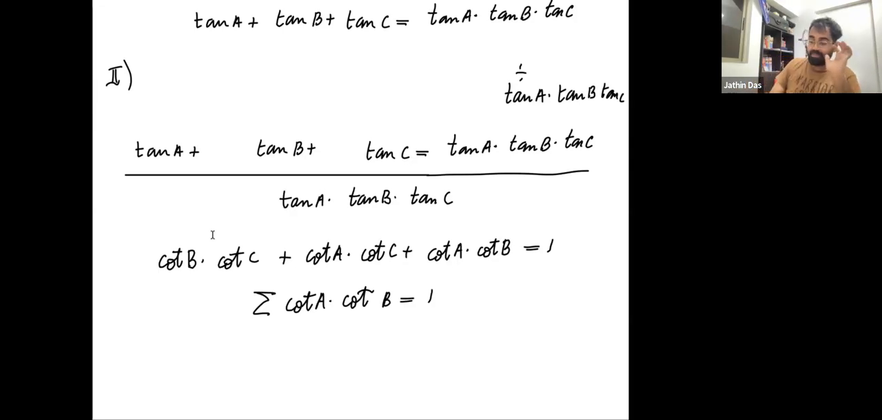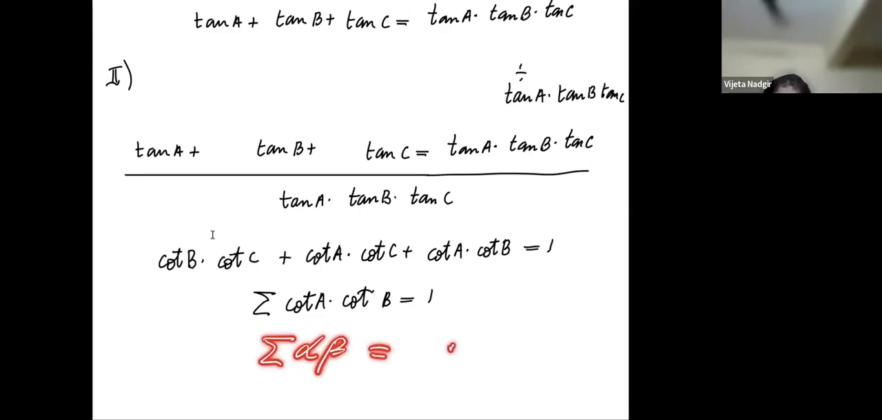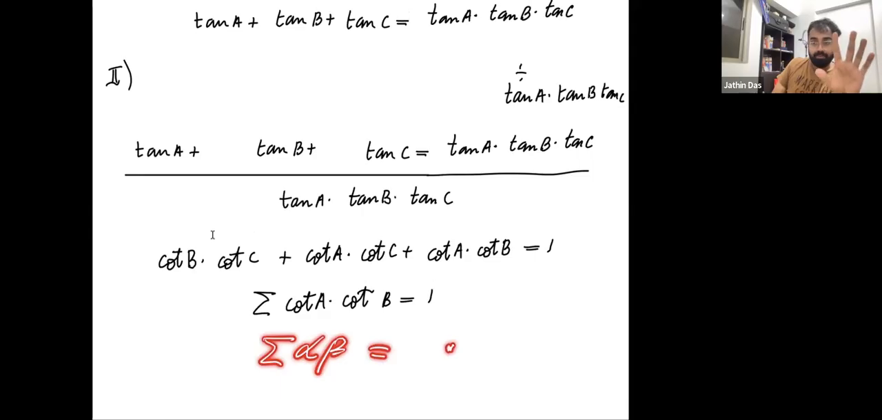Now one more thing, listen, which I want to tell. I told you what sigma alpha beta is? Alpha S2. Alpha beta plus beta gamma plus alpha gamma. Remember?